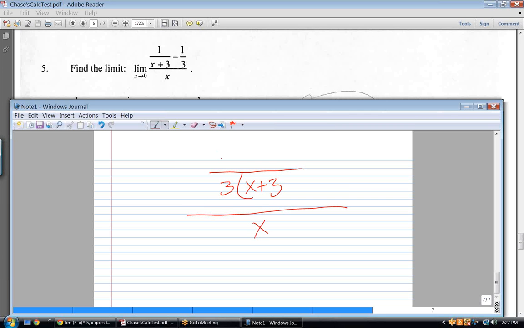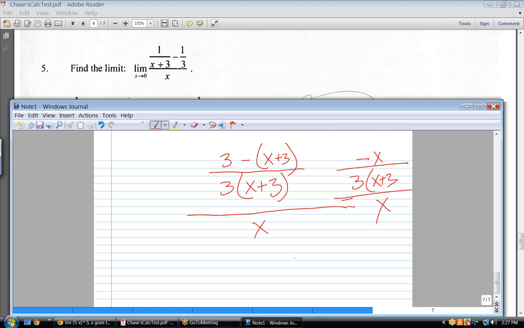And the top, this is going to be 3 minus the quantity x plus 3. So when I subtract those two fractions, this is what I get in full. Notice that that makes the top negative x over 3 times x plus 3, all divided by x. That's equal to negative 1 over 3 times x plus 3.